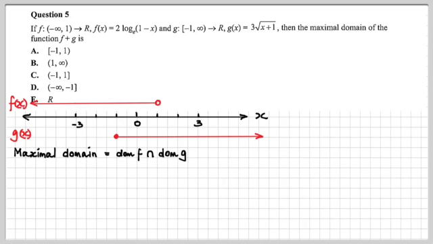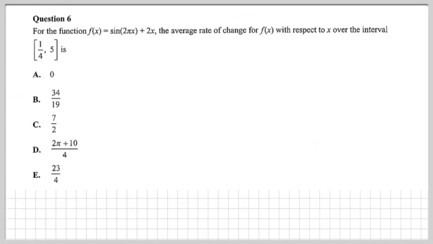Yes, the maximal domain is the intersection of both of them, which is going to be from minus 1 including minus 1 up to but not including 1. So therefore the answer is A. Okay? Very good. Alright, next question.